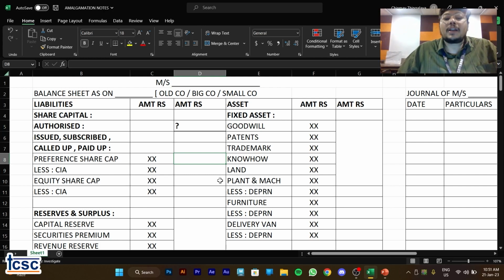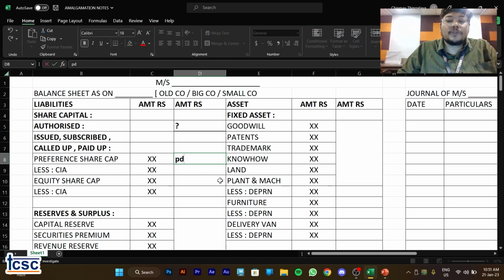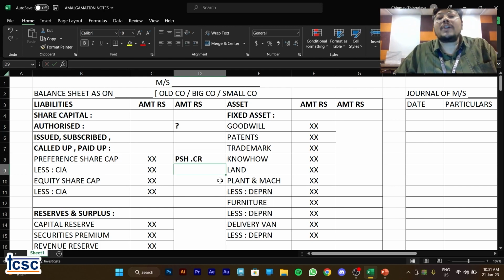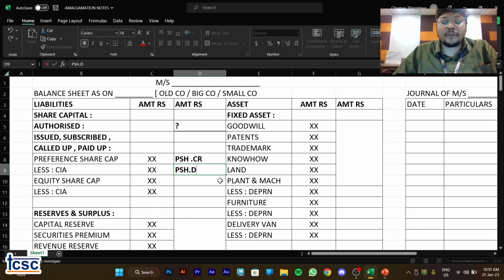Starting with preference share capital. Preference share capital, as the name suggests, will be transferred to PSH account, and liability always has a credit balance. So whatever balances we transfer from the liability side will be transferred to the credit side of your ledger account. Calls in arrears stands for CIA. CIA is nothing but the amount which is not paid by the shareholder. So it will be transferred to the preference shareholders account debit side.